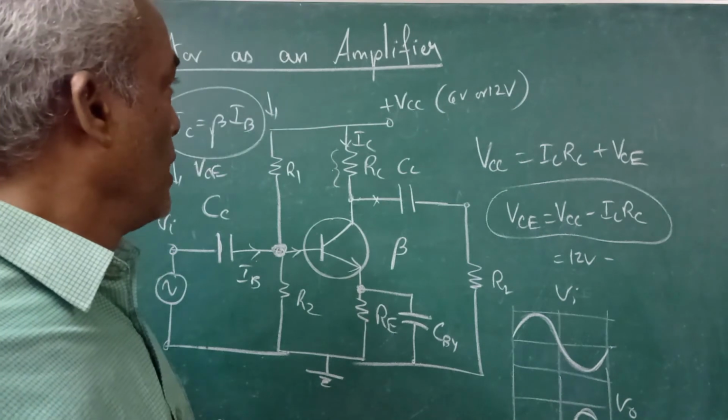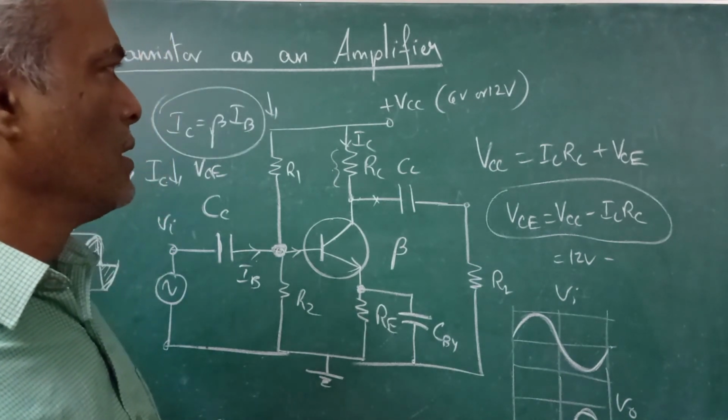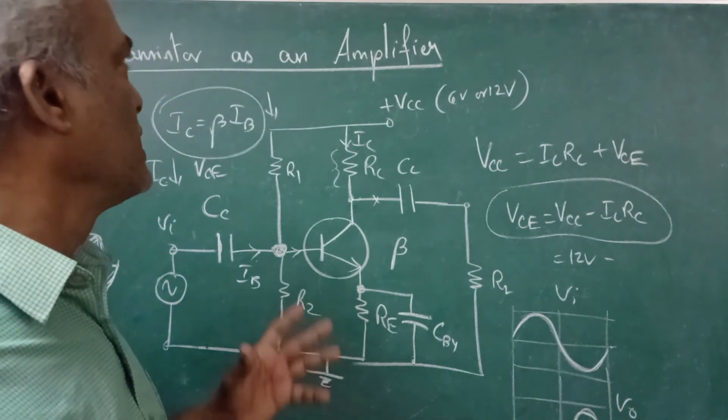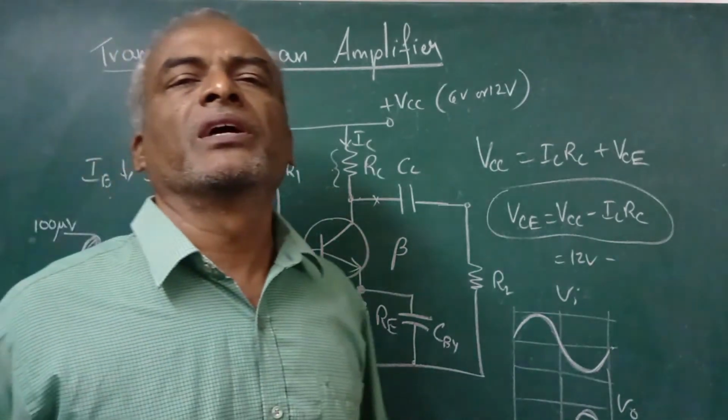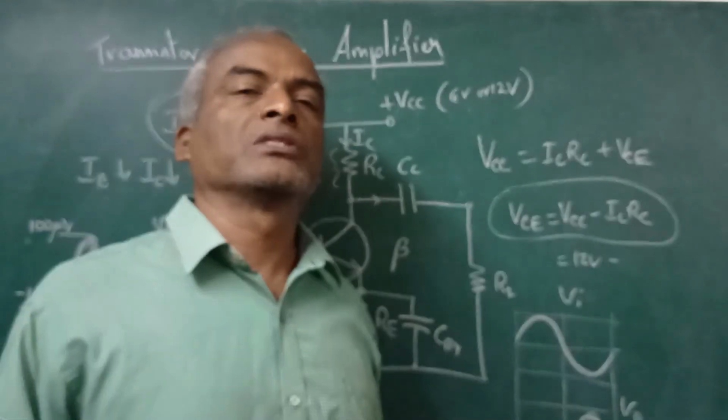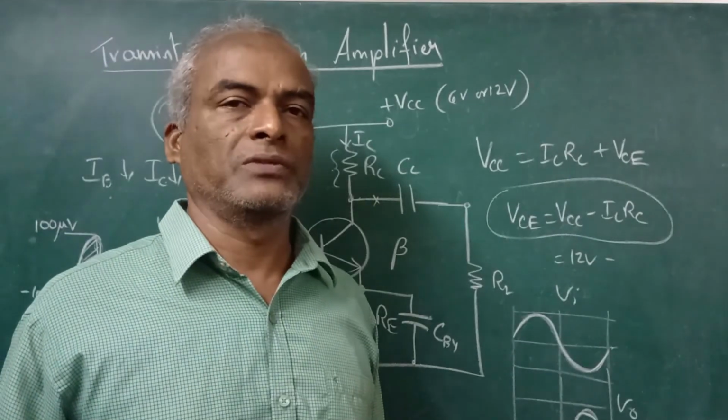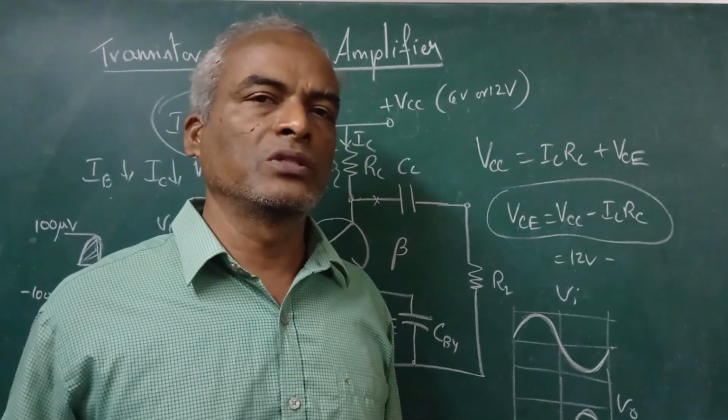Okay, so that's all about how to design a transistor amplifier, and how a common emitter circuit introduces a 180-degree phase shift. Hope you all understood this topic.